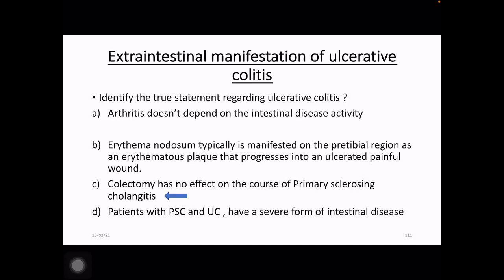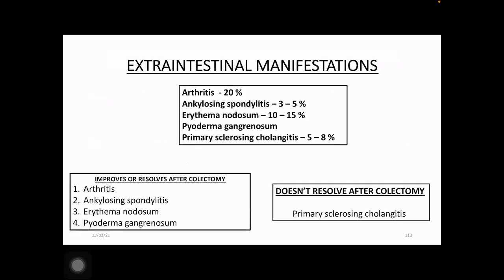That is number one. Number two, the PSC may not improve even after colectomy, and the patient might ultimately end up developing primary sclerosing cholangitis, leading to liver transplantation. The patient might need liver transplantation as a final treatment for this condition. So these are the extraintestinal manifestations; in short, I have condensed everything.